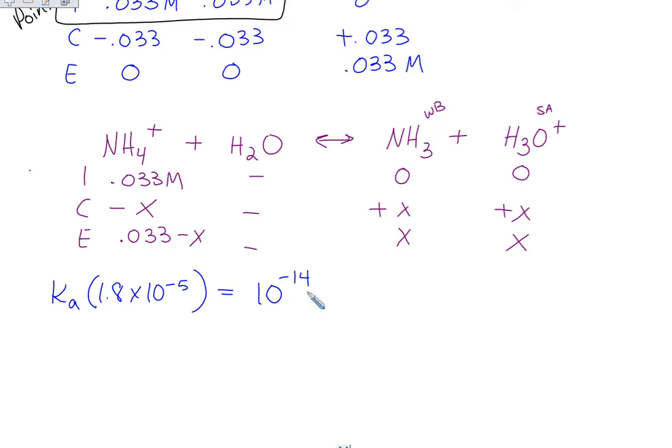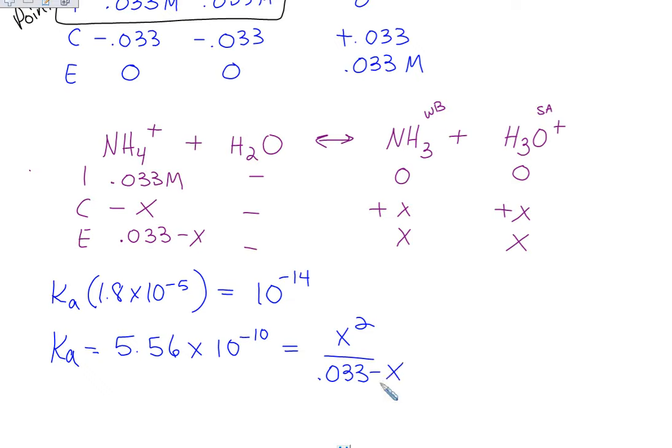So I've got Ka as about 5.56. Ooh, it's tiny. Times 10 to the negative 10th. That's x squared over 0.033 minus x. And again, there's no doubt we're going to 5% rule this thing. That K is small. So we plug this in our calculator. We'll cross multiply, take the square root.